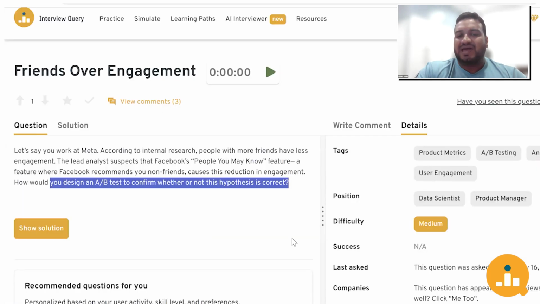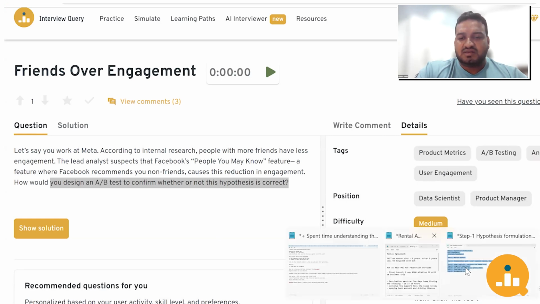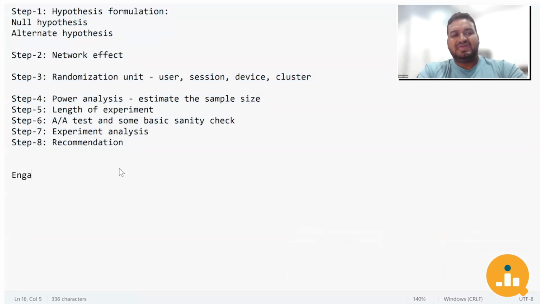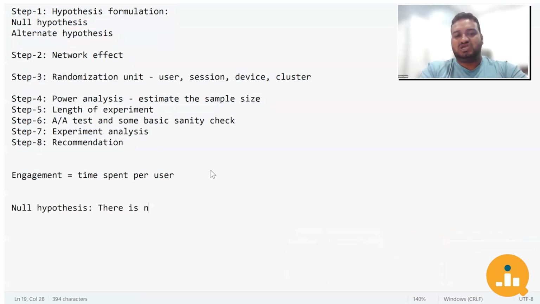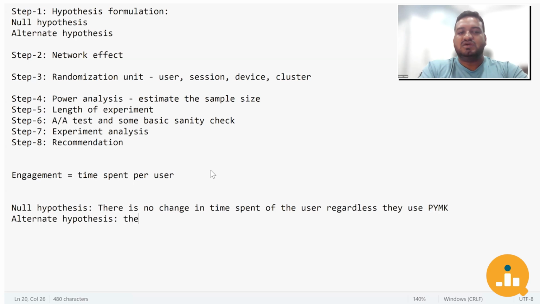So let's see if I have to apply this framework in this question. Okay. Let's say for the sake of simplicity, by engagement, I'm saying time spent per user. This is the metric I'm talking about. You can also talk about number of likes, comments, any metric you can check, but here just for going through the question, this is the metric I'm using. So what would be your null hypothesis? Null hypothesis is there is no change in time spent of the user, regardless they use People You May Know or not. Alternate hypothesis would be there is some change. Okay. We will start with this.